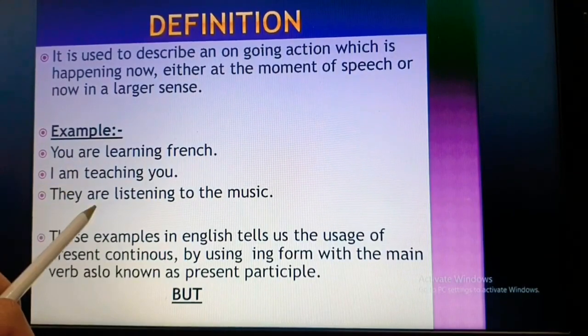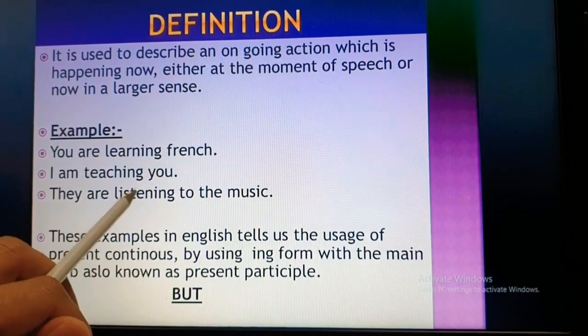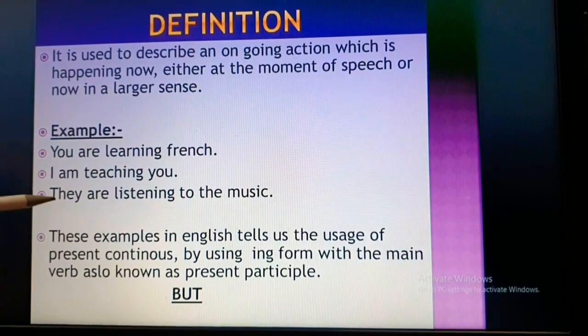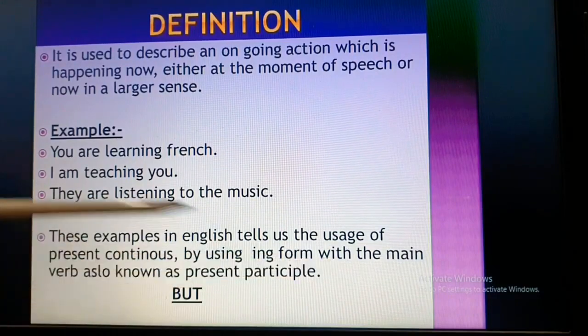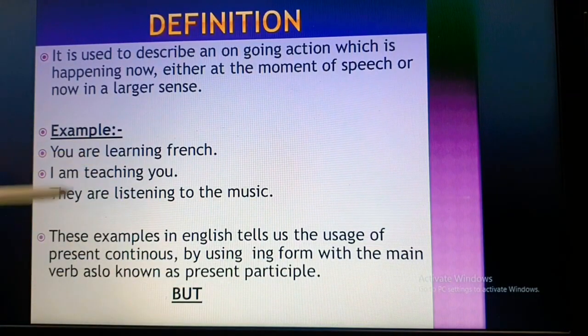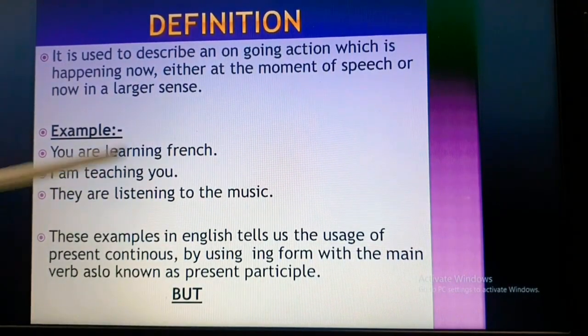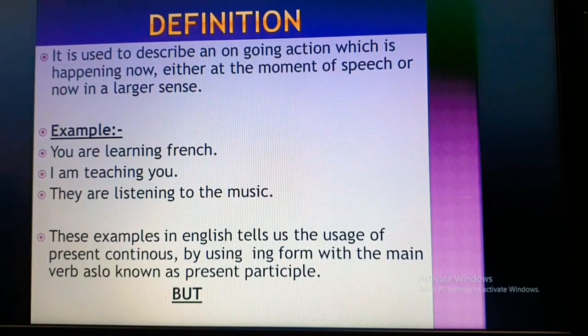Here "are" is the être verb, and learning, teaching and listening are the present participle. So: I am teaching you, they are listening to the music. These examples in English tell us the usage of present continuous by using the ing form with the main verb. See, "are" is not the main verb, whereas learning, teaching and listening are the main verbs, and we are using the ing form of these verbs, which is very well known as the present participle.